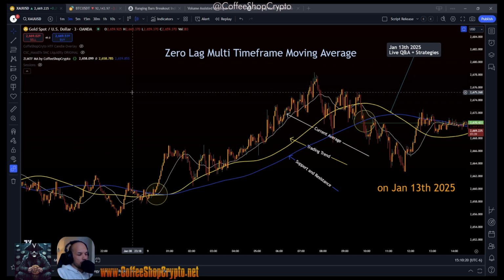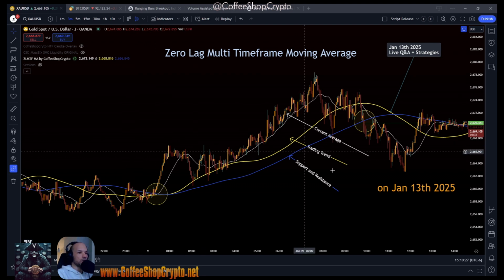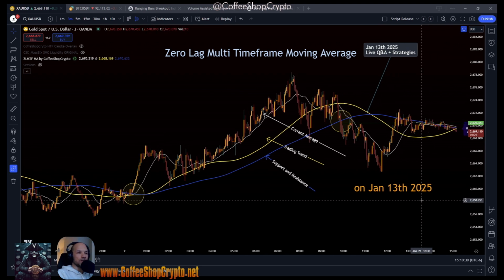What's the purpose of using a multi-time frame moving average? Well, this is better than the one that comes from TradingView because it gives you real-time values. There's no waiting for higher time frame candles to close.